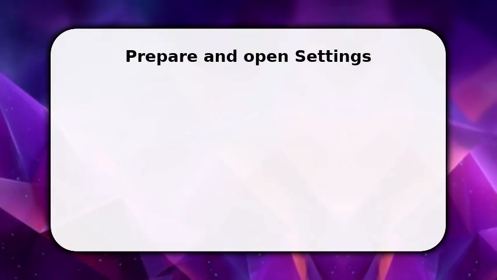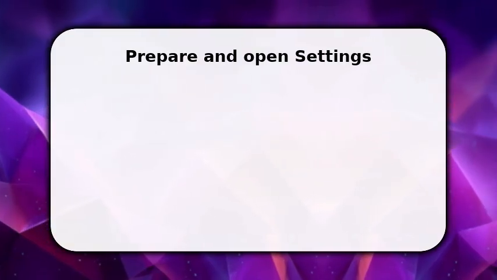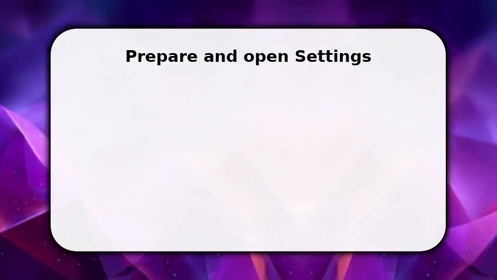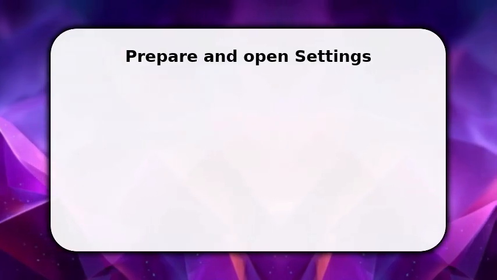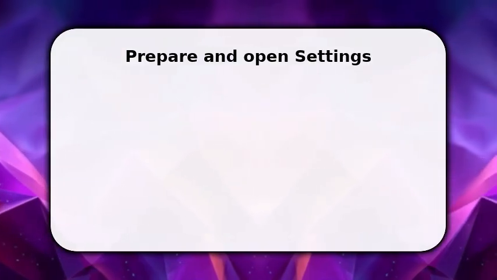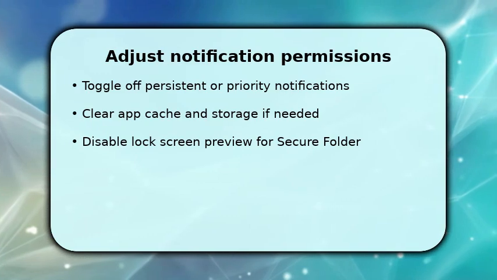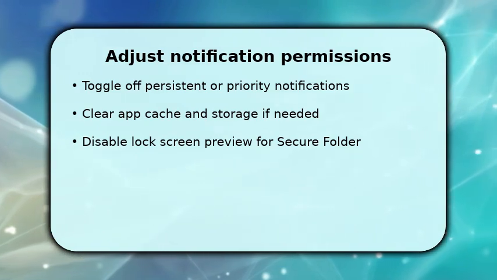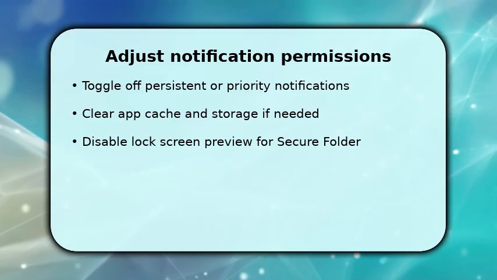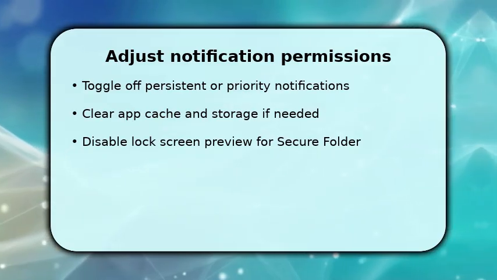Once done, make sure you note whether the notification is marked as persistent or a system alert, since that affects the next steps and which toggles you'll see. Now you adjust the app-level notification controls. Turn off persistent or priority notifications and disable lock screen previews so the locked banner stops appearing.